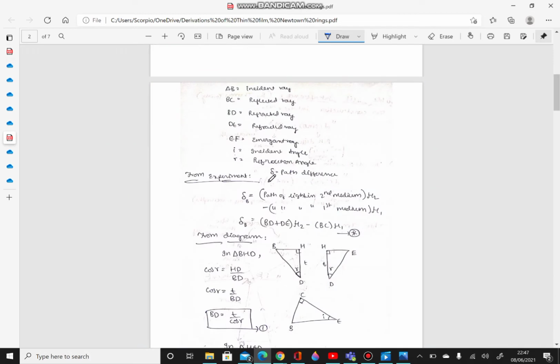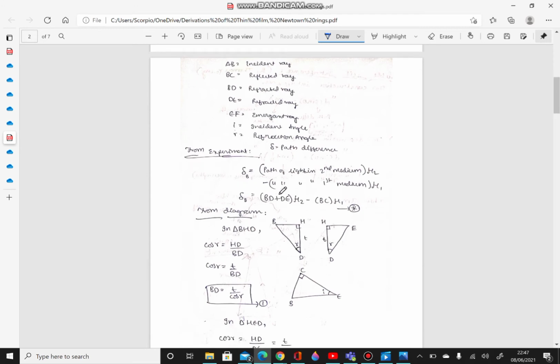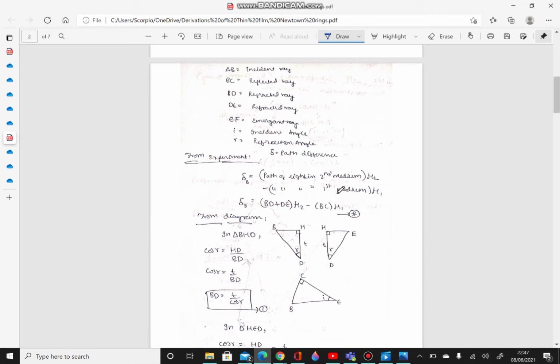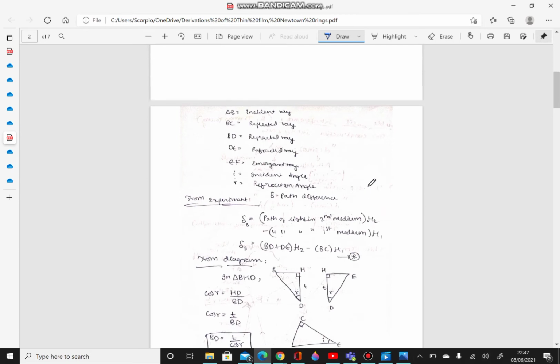Now, what we have to find from this thin film experiment is the formula for path difference. So, what is path difference? As we know, path difference is nothing but path of light in second medium into refractive index of that medium, that is mu2, minus path of light in first medium into refractive index of the first medium. So what is path of light in second medium and path of light in first medium? Let's see from the diagram.